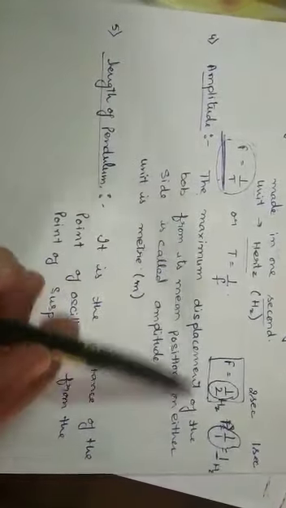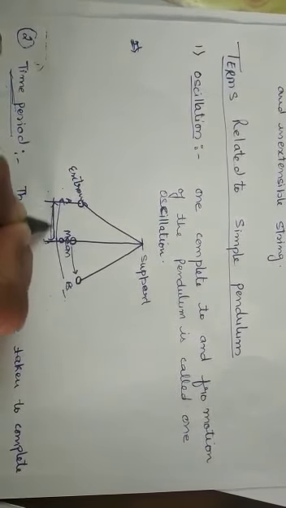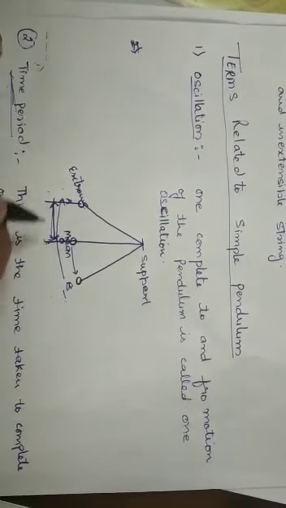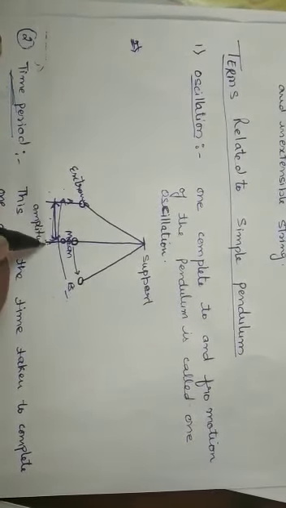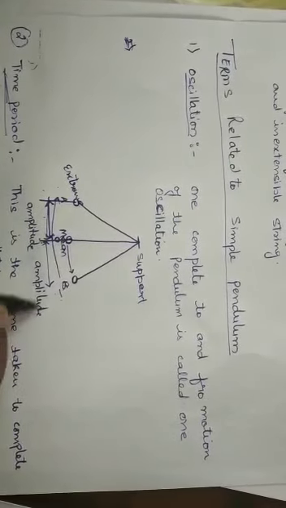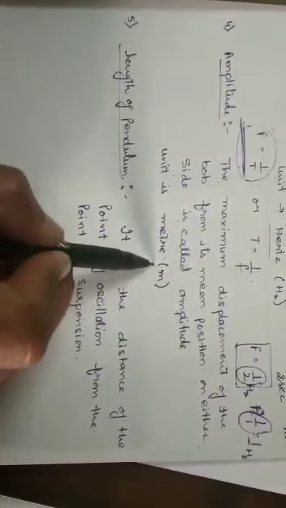Now come to amplitude. What is amplitude? The maximum displacement of the bob from its mean position on either side is called amplitude. As you have seen from the diagram, the distance from mean to extreme, the maximum displacement of the bob, is known as amplitude. You can measure the amplitude on either side of the extreme. It is the same, and we mark it with a small a. Amplitude has the unit meter, as it is a distance covered.